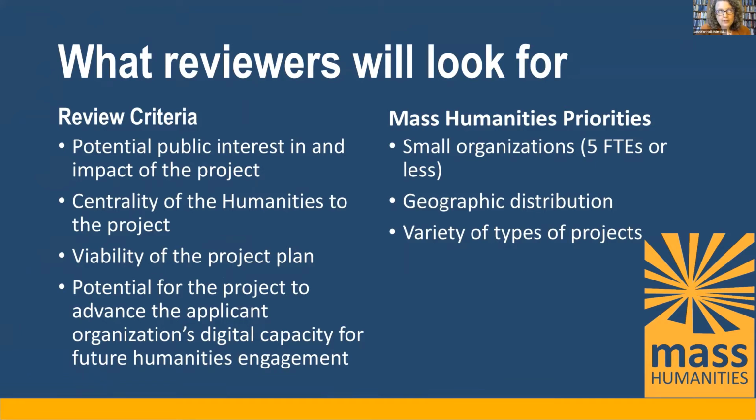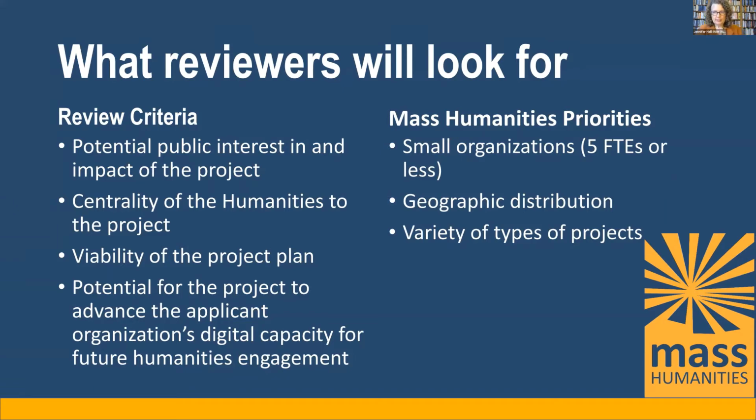And then once we've read all the applications and assessed them, and identified which ones we think are the strongest applications, then on the right column there are Mass Humanities priorities. We want to make sure that we're giving some priority to smaller organizations, that we're distributing funds throughout the state, and that we're granting funds to a variety of types of projects. That does not mean that you don't have a chance if you're a larger organization with more than 5 employees. You certainly can apply. It just means that we're going to be giving some priority to making sure that we're funding smaller organizations.